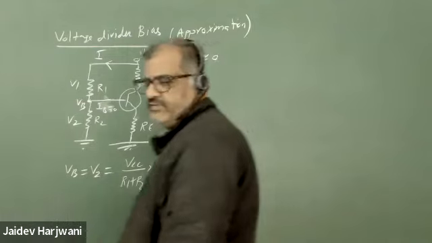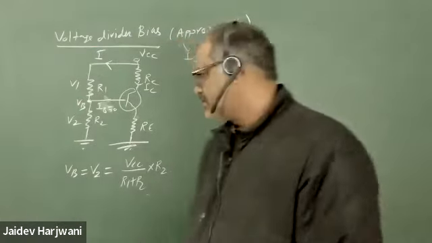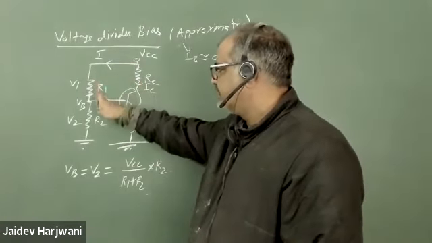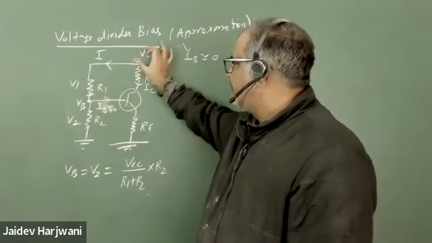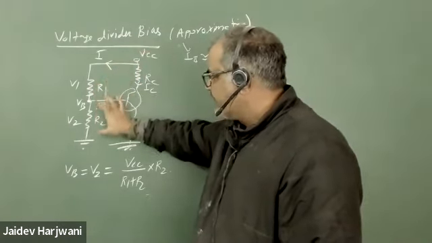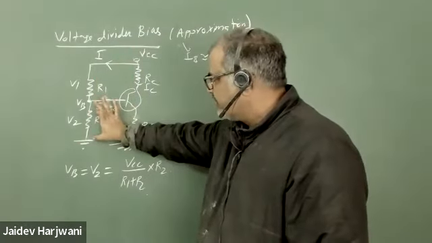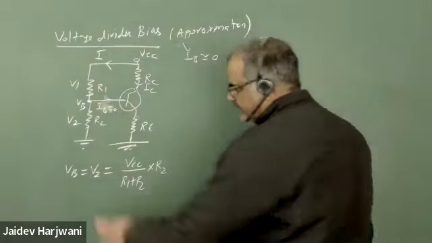Now this is a very fast method to solve voltage divider bias. If I apply KVL here, no current is going to the base, so current I goes through both resistors. Whatever voltage VCC is there, it is divided across these two resistors, and the voltage across R2 is equal to my VB. Now I know the VB.